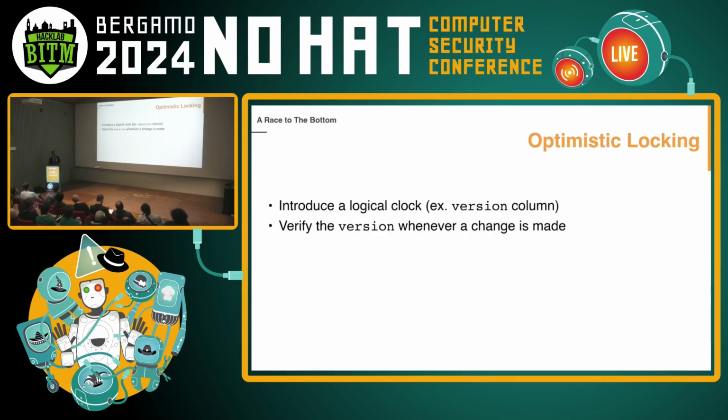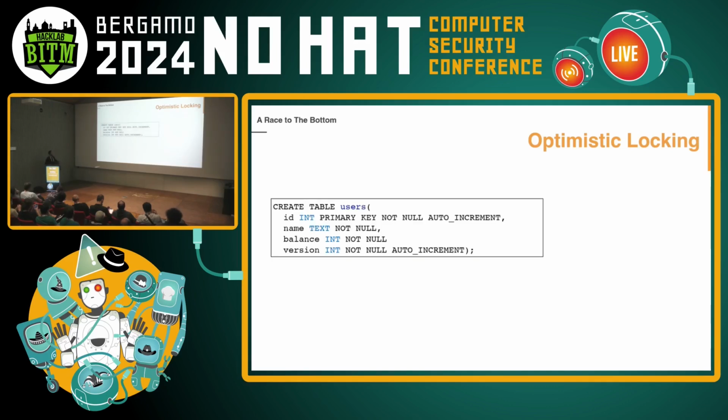And the common way to implement this is by introducing a logical clock. Usually it's a version column on the table that has the sensitive information, and what we ultimately end up doing is adding an additional check at the end of the transaction, verifying that the version that we saw initially when we read the value is the same version that we have at the end of the transaction. And in code, it looks pretty straightforward.